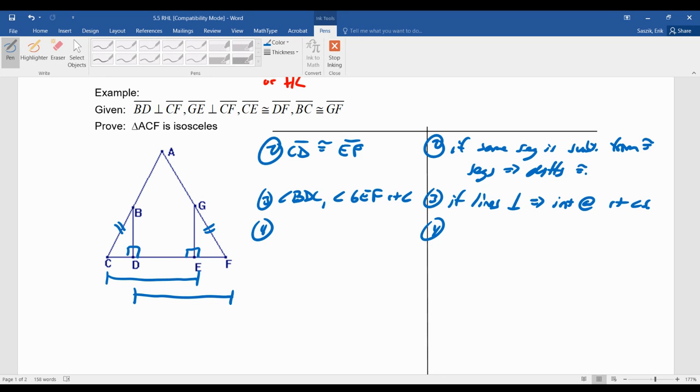There's no need to say that the right angles are congruent when you're going to use RHL. So we can bypass that step. It's kind of built into RHL. As long as you've said that you have right angles, you're okay.